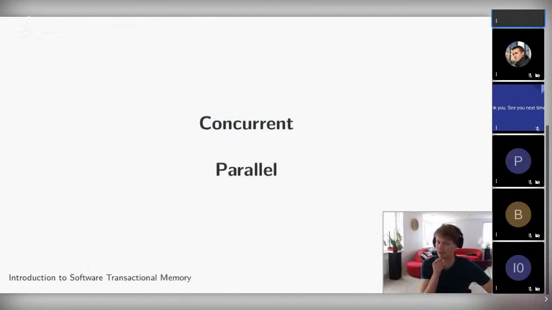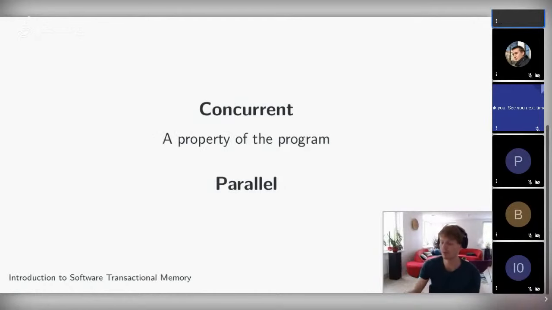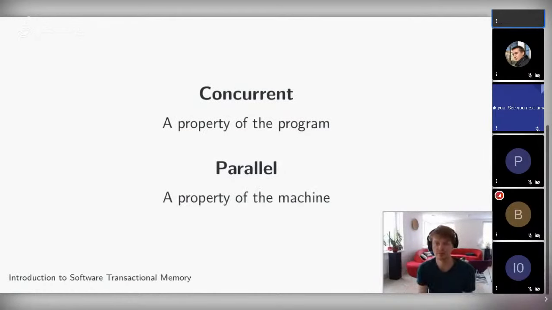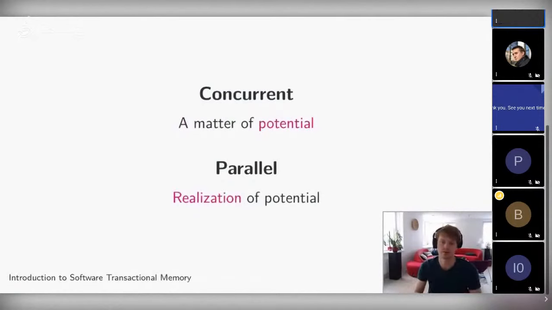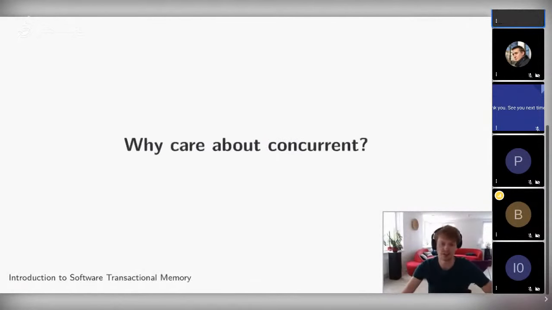There are two main terms which come up if you talk about making software fast, and they're concurrency and parallelism. Concurrency is a property of the program, and parallelism is a property of the machine. You can have a program which can execute concurrently, but if your CPU does not support parallel execution, then your program won't execute in parallel. So concurrency is a matter of potential, and parallelism is a matter of actually things happening at the same time. And so it's a realization of that potential.